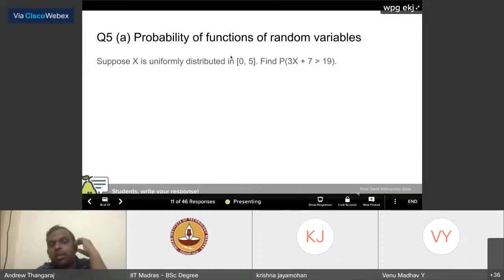Remember, it's uniformly distributed from 0 to 5. So the height of the uniform PDF will be 1 by 5. Keep that in mind. Values are between 0 and 5. A lot of people simply take 1 for the height of the uniform PDF. It depends on the width. 0 to 5, the height will be 1 by 5. Let me wait for a few more responses.